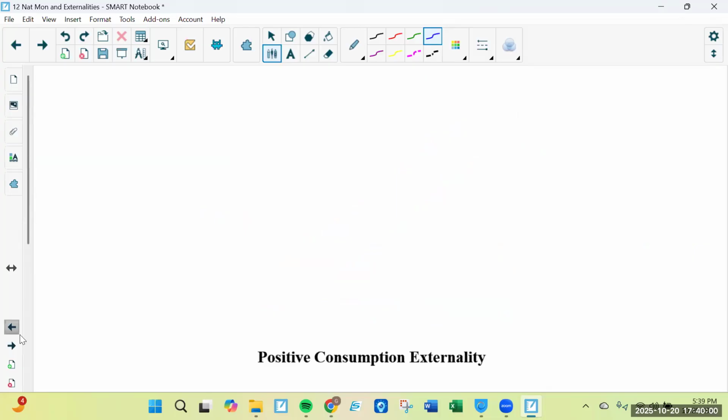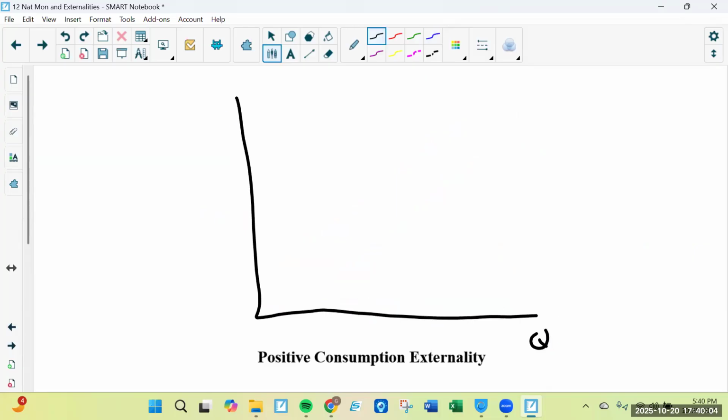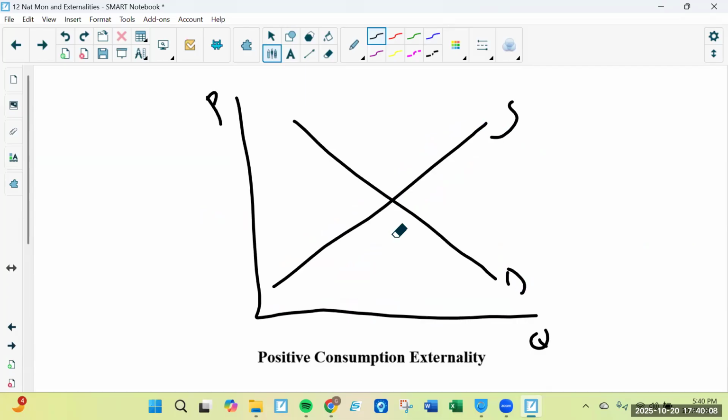All right. What about a positive consumption externality? Here's your quantity. There's your price. Upward some supply, downward some demand, and just follow this routine every time, and you'll get the externality questions right. In fact, you might want to pause the video now before I show it to you. Draw it before I show it to you to see if you can do it.